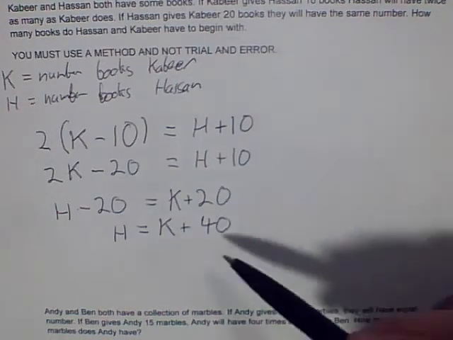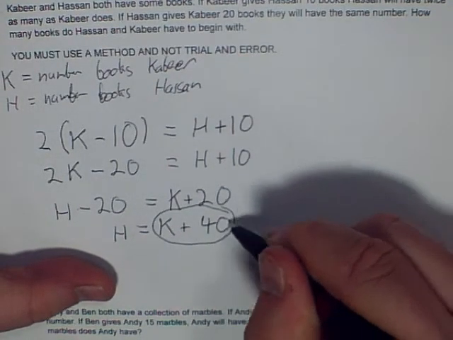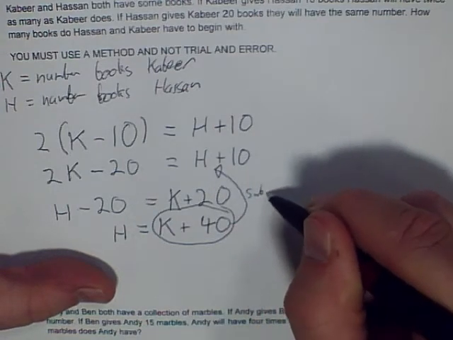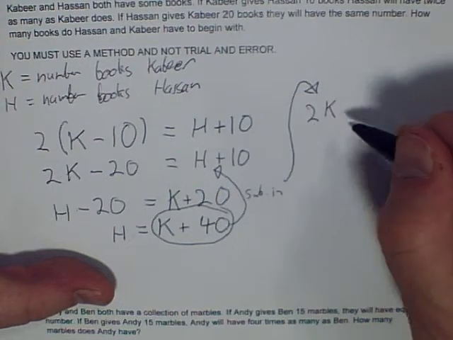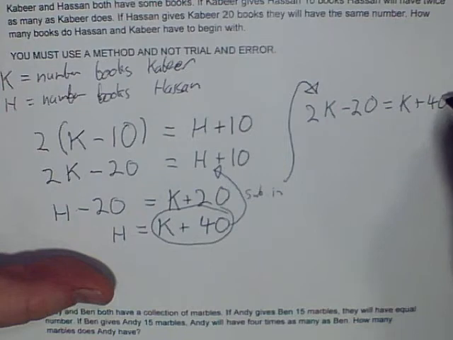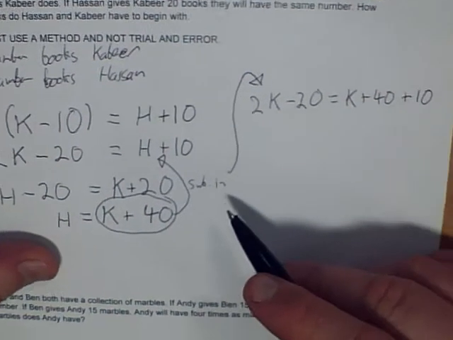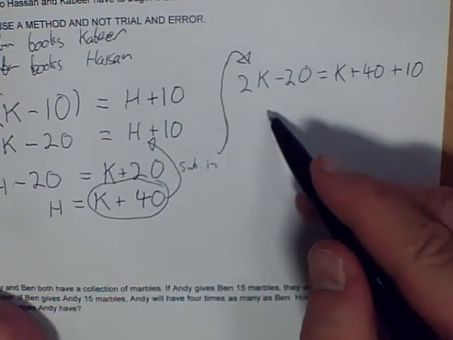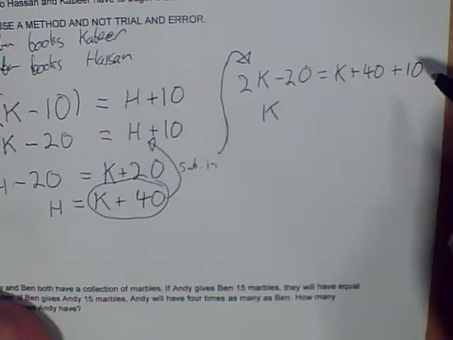So I'm going to substitute this in here. H, this part here, is going to substitute into there. Sub in. Okay, so what have I got? I've got 2k minus 20 equals k plus 40 and plus another 10. Okay, so let's have a look. If I subtract 1k from both sides, because I want all the variables on one side and all the numbers on the other, ideally.